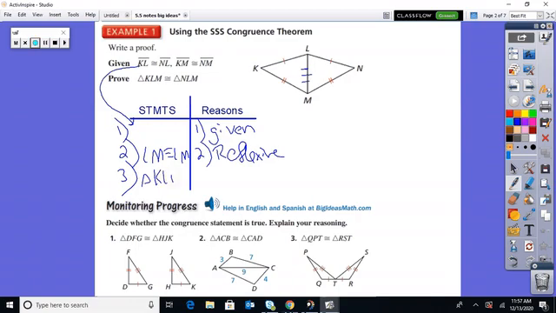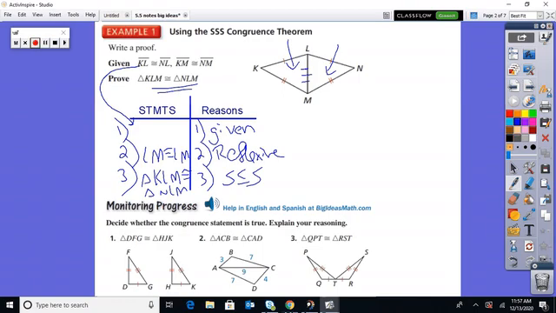Triangle KLM congruent to triangle NLM, and just rewrite what you see there. And your new friend, SSS. All the sides of this triangle match up with all the sides of this triangle. So that's it. Game over.